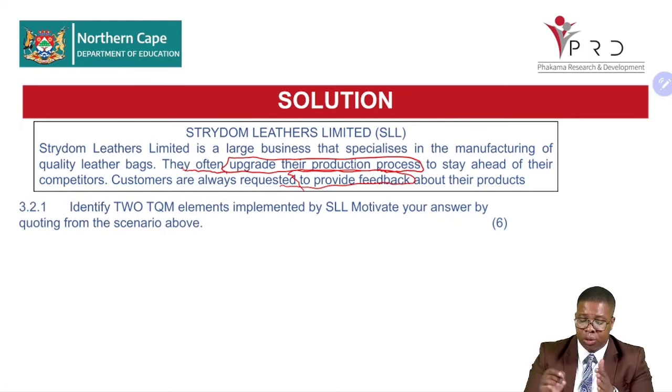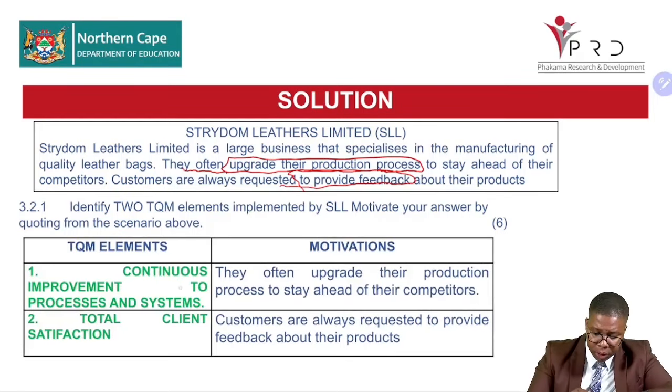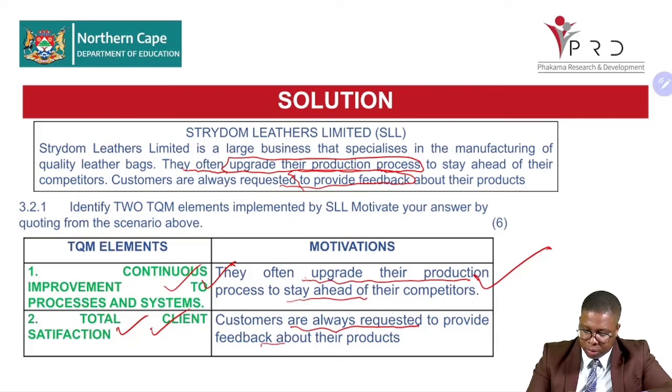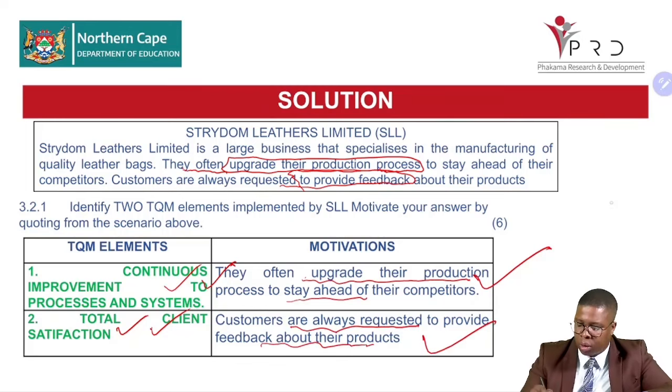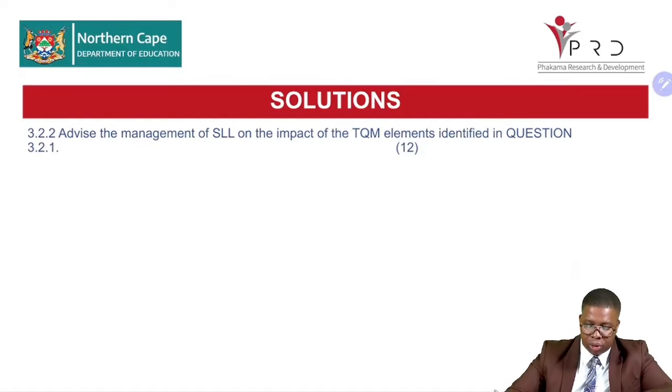Hence, we talk of the two elements implemented by a larger business: continuous improvement to systems and total client satisfaction. Why? Because they often upgrade the production processes to stay ahead. That's one. Customers are always requested to provide feedback about the products. That's two. Then you get your 6 marks. Then we proceed to the other solution.